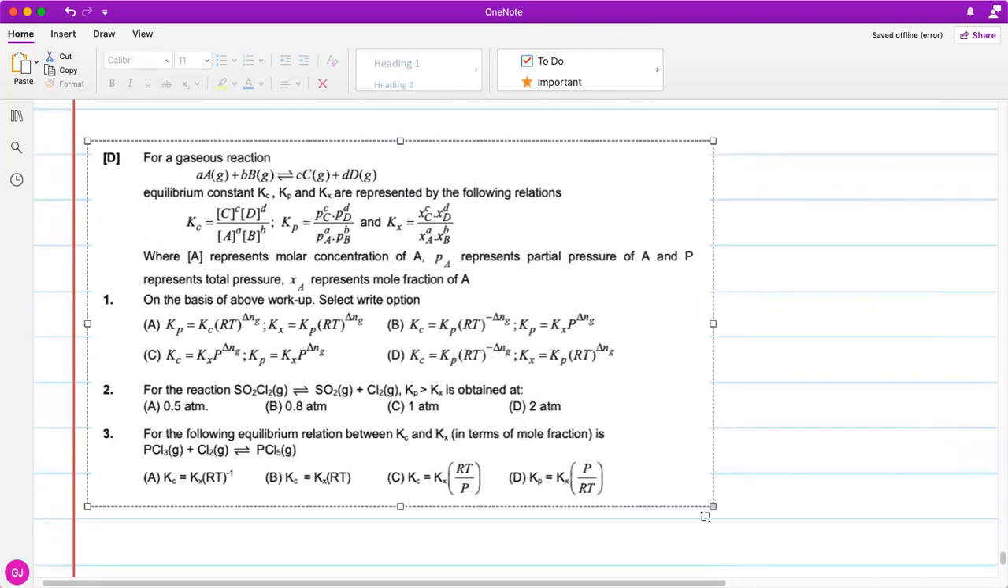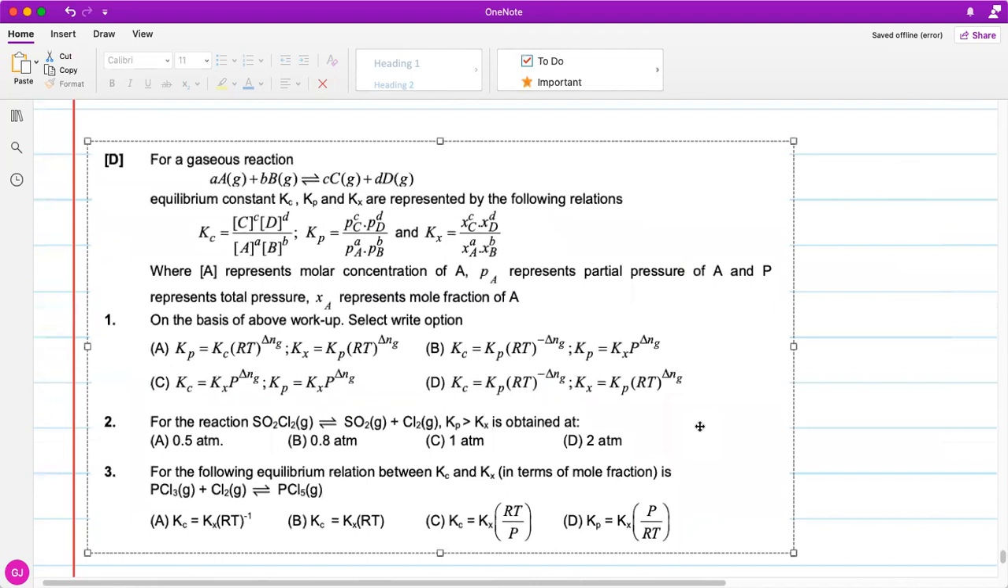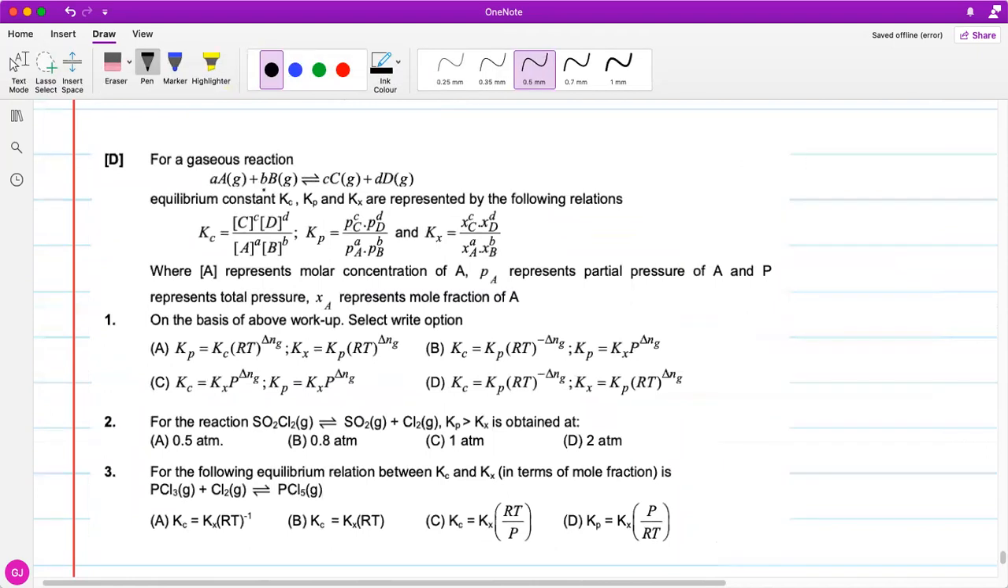Moving on to the next passage. Here we have a gaseous reaction, and you have been asked what are the relationships that are going to hold true. So these are something, again, you would have seen in the notes itself. We have done these relationships. Kp is equal to Kc into RT raised to the power of delta Ng. That is one of the relationships.